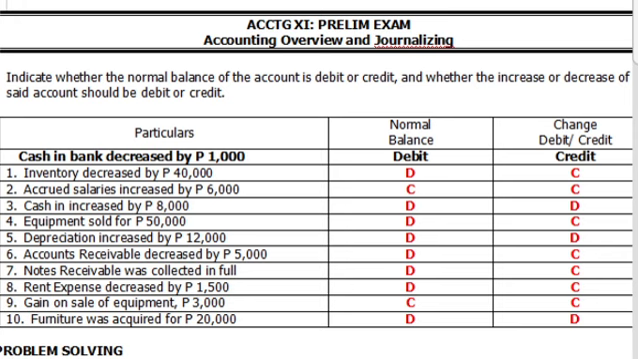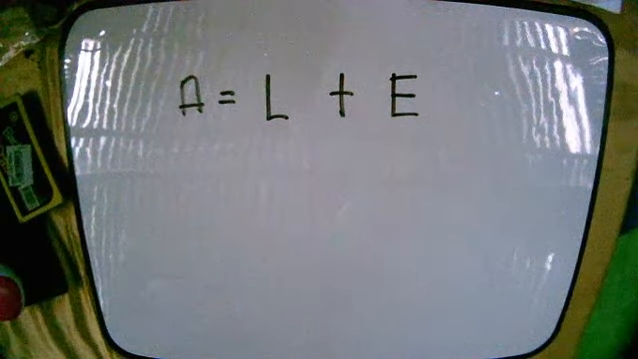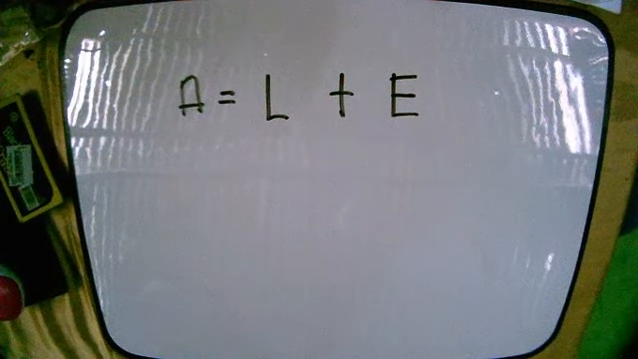Problem solving number 1. The business was put up from a cash of 100,000, the initial investment of the owner. Then 20,000 of the cash was used to purchase an equipment to be used in business. The purchase of equipment resulted in a liability of 10,000. How much are the total assets of the business? Okay, so ang question daw is, how much are the total assets?